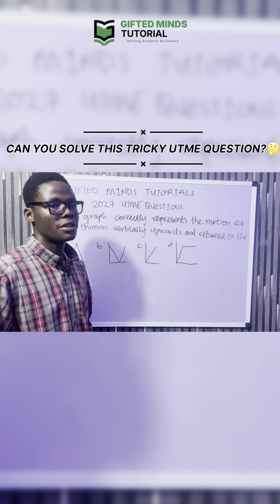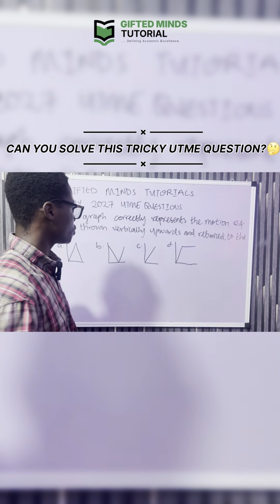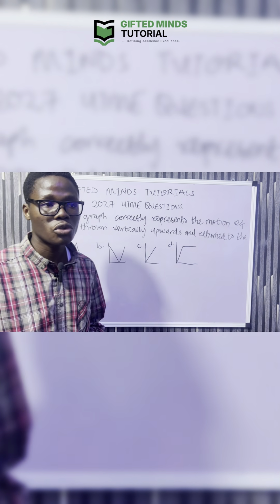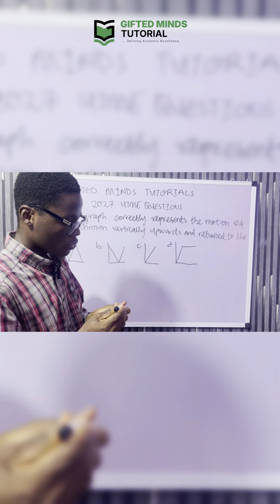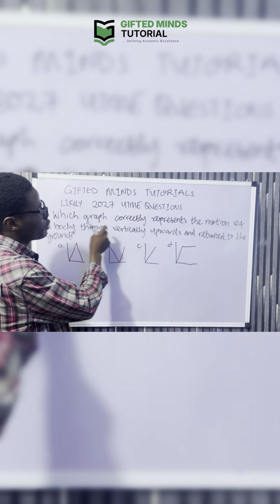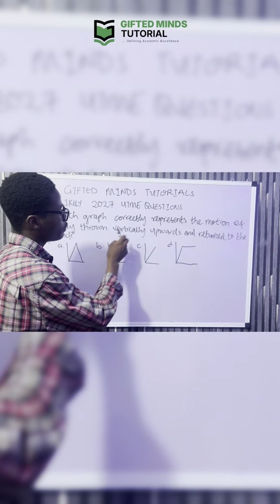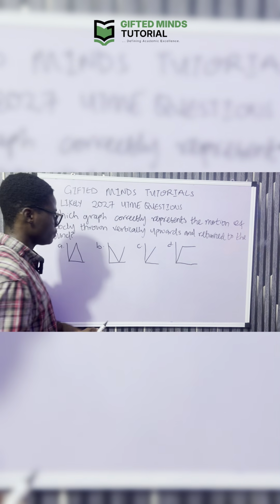Today we'll be looking at a UTME physics question. And this is a tricky question that most students will fail on their first attempt. So let's look at it. Which graph correctly represents the motion of a body thrown vertically upwards and returned to the ground?